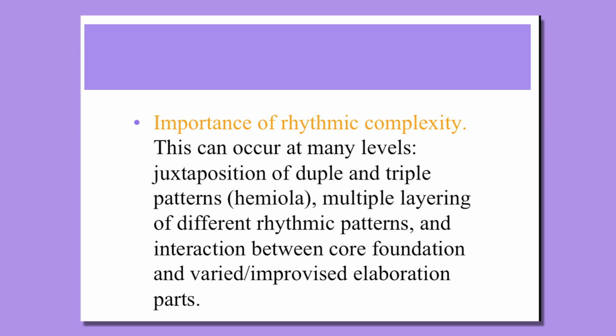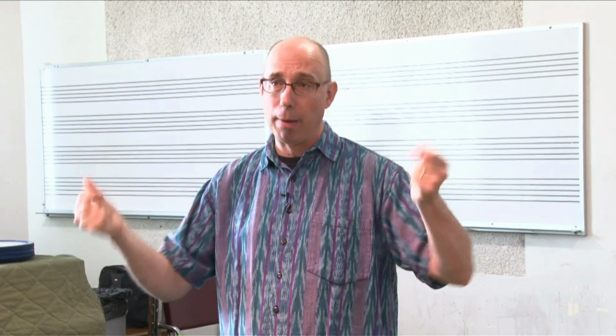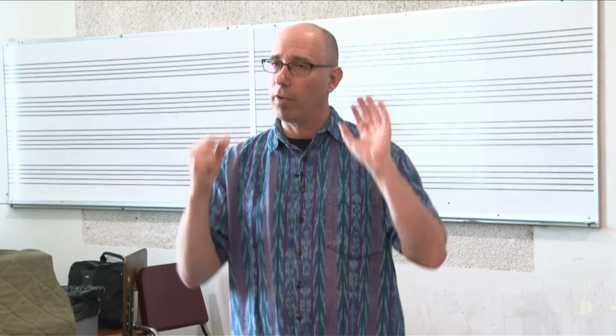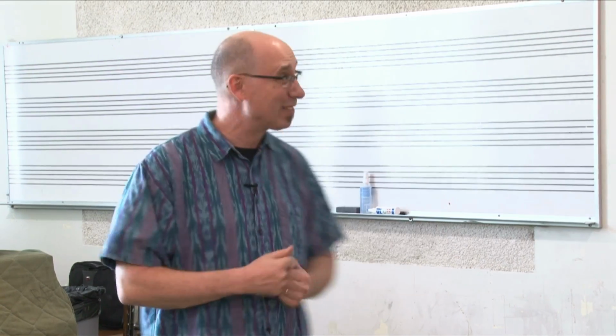And the very last thing is, again, one more aspect of those dense overlapping rhythms and the complexity of this music, right? Rhythmic complexity. This can occur on many levels, juxtapositions of duples and triples patterns, hemiolas. Those two take the same amount of time. One I'm dividing into two, one I'm dividing into three. 1, 2, 3, 4, 5, 6, 1, 2, 3, 4, 5, 6. A simple one that we use, and it's going to get a lot more complex than that in a couple minutes here, okay?